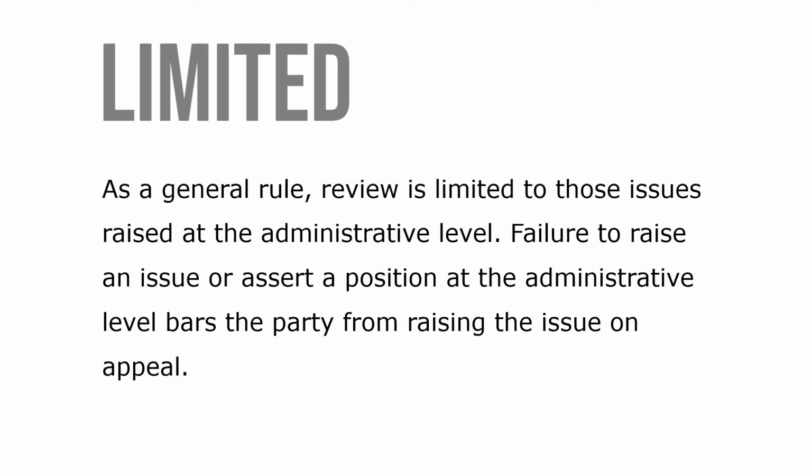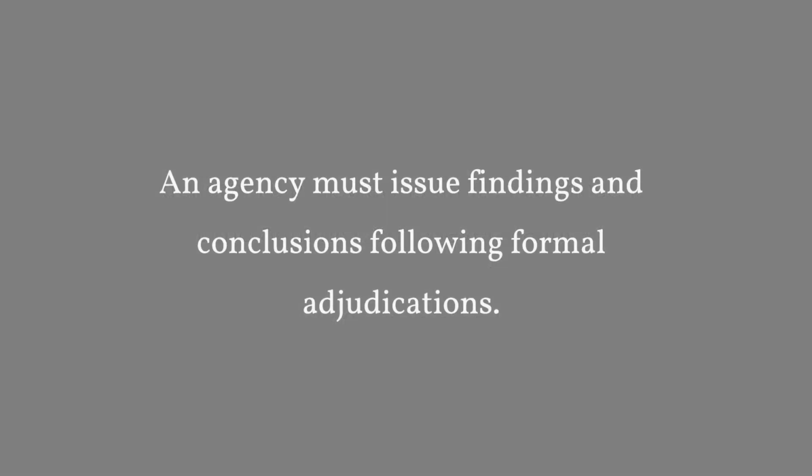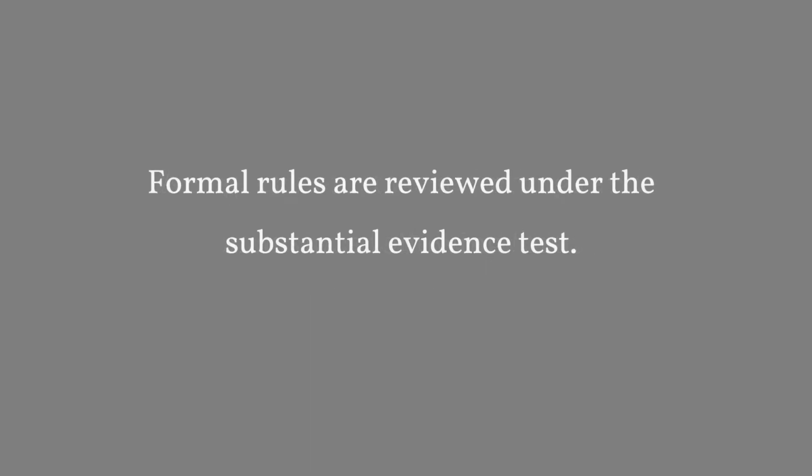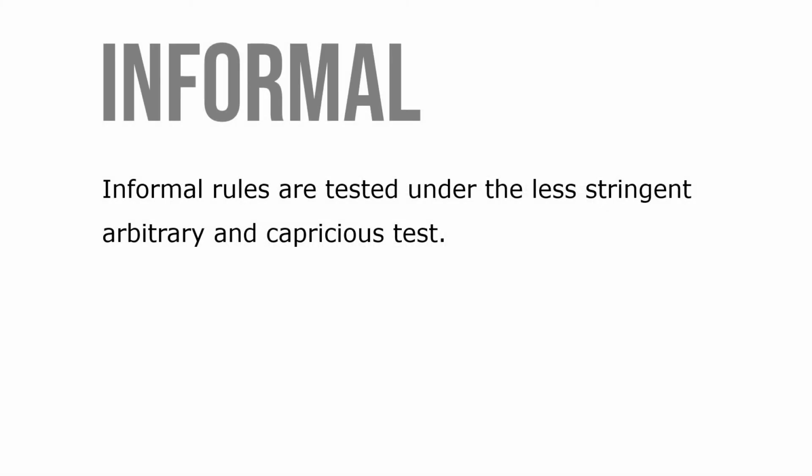As a general rule, review is limited to those issues raised at the administrative level. Failure to raise an issue or assert a position at an administrative level bars the party from raising an issue on appeal. An agency must issue findings and conclusions following formal adjudication. Formal rules are reviewed under the substantial evidence test. Informal rules are tested under the less stringent arbitrary and capricious test.